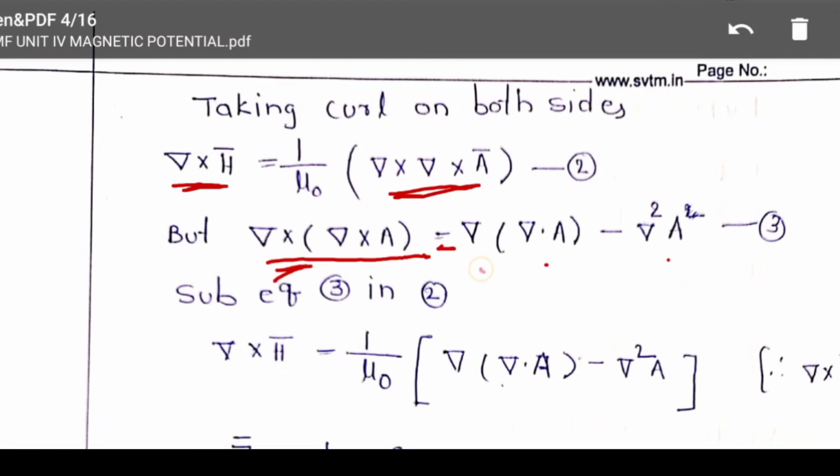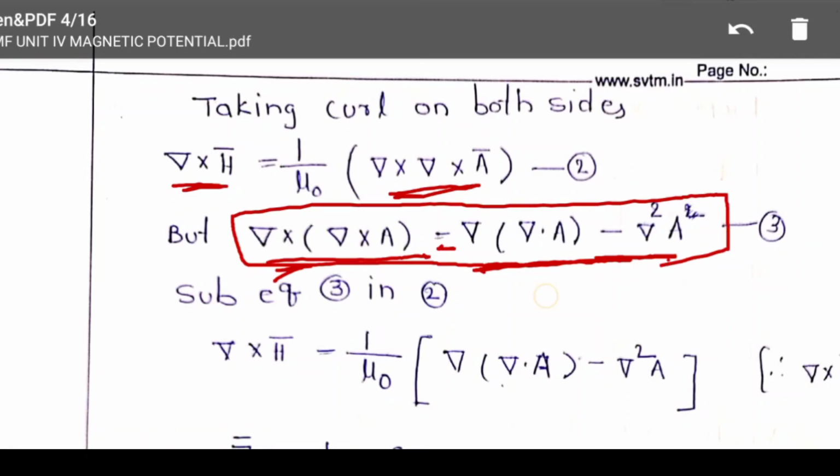To express the left hand side, we can write del into del dot A minus del square A by using this formula. We have to remember this formula: the curl of a curl is del into del dot A minus del square A. Substituting equation 3 in equation 2, in place of del cross A we substitute here. Del cross H equal to 1 by mu naught, del into del dot A minus del square A.